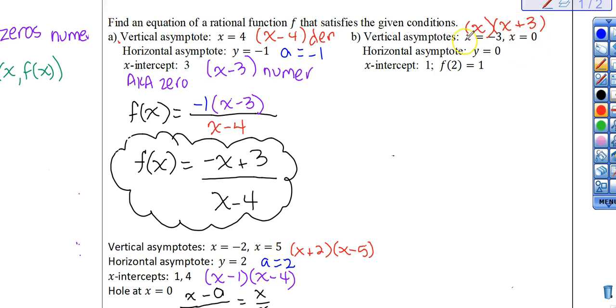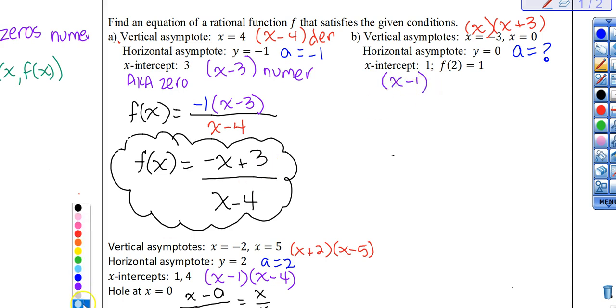Okay, so there's that. Our horizontal asymptote, something's different. Y equals 0, which means I don't know what A is. I'm going to have to actually algebraically find it. I know. What a pain. Okay, then we have our x-intercept or our 0. So that's the factor x minus 1.